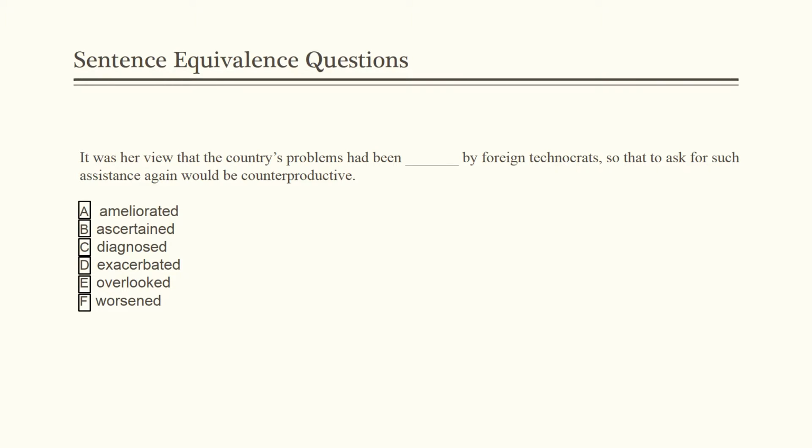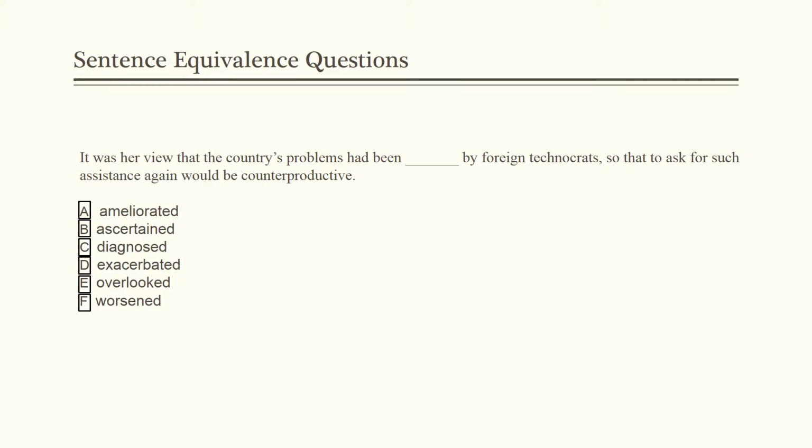Let's take a look at another example of a sentence equivalence question. It was her view that the country's problems had been blank by foreign technocrats, so that to ask for such assistance again would be counterproductive. Now, what is our catch word or phrase here? It's "so that."